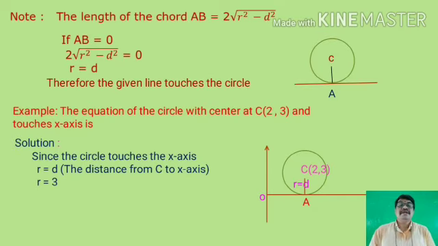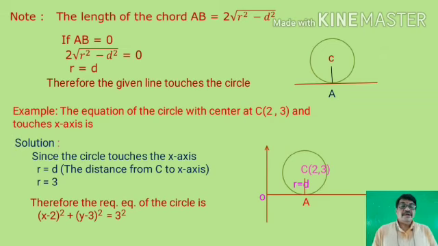Since the circle touches the x-axis, the radius r is equal to d. What is d? The perpendicular distance from the center to the x-axis, that is nothing but the y coordinate of the center, which is here 3. So therefore r is equal to 3. We are getting the radius, and the center is also given. Here the required circle has center (2, 3) and radius 3.